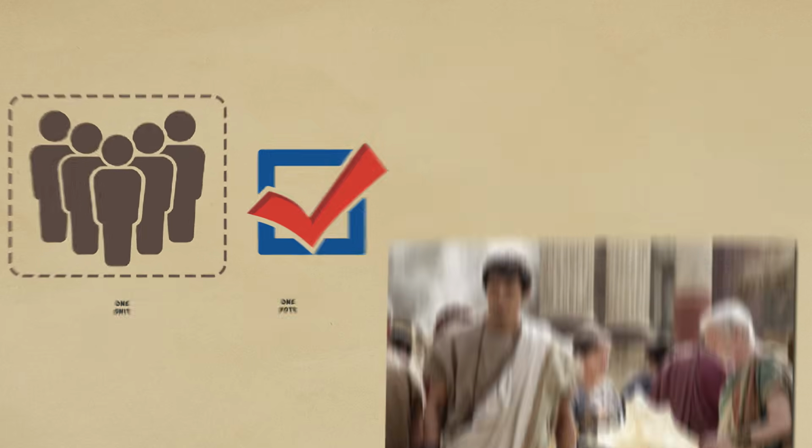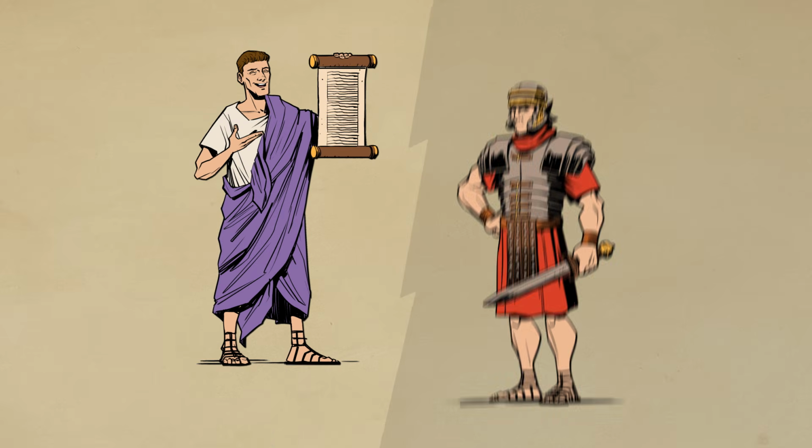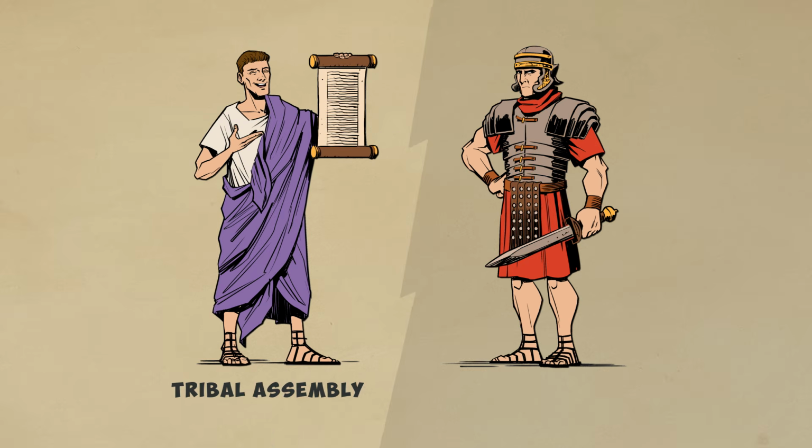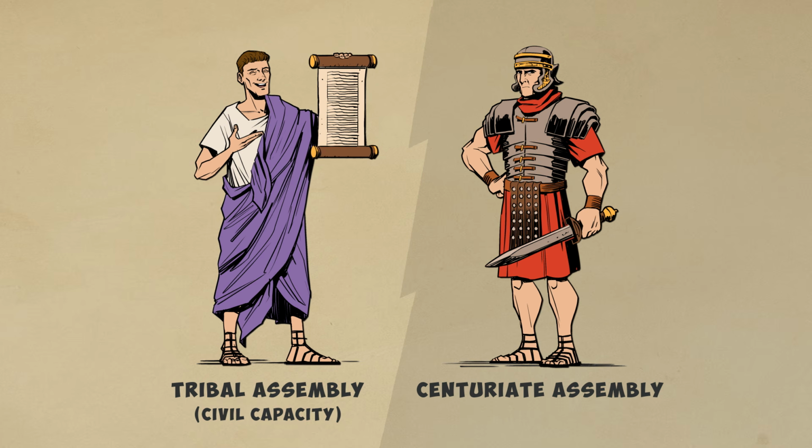I'll explain. Basically what happened is that any particular election would have the Romans voting according to one of 2 organizations, the tribal assembly and the centuriate assembly. Both assemblies were conceived of as representing the entire populus Romanus, but in different capacities. The tribal assembly was the Romans in their civil capacity, while the centuriate assembly was Romans acting in their military capacity.